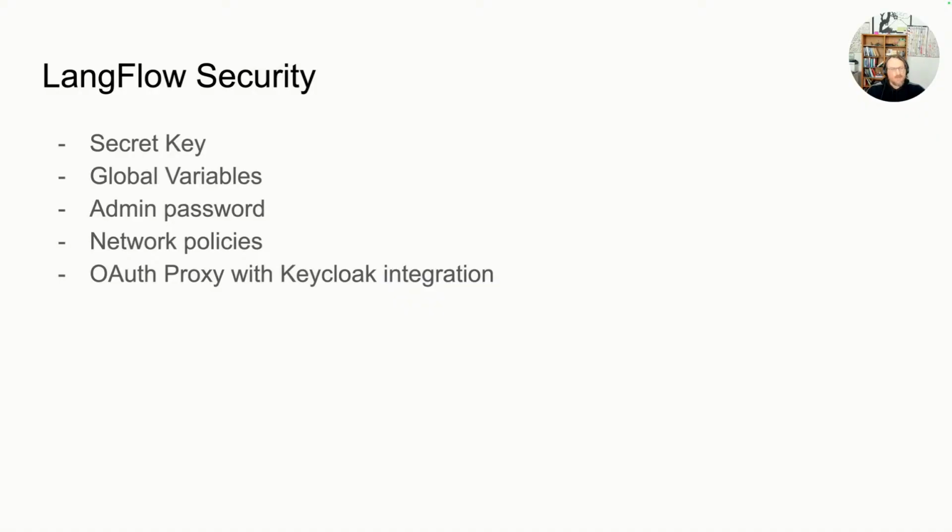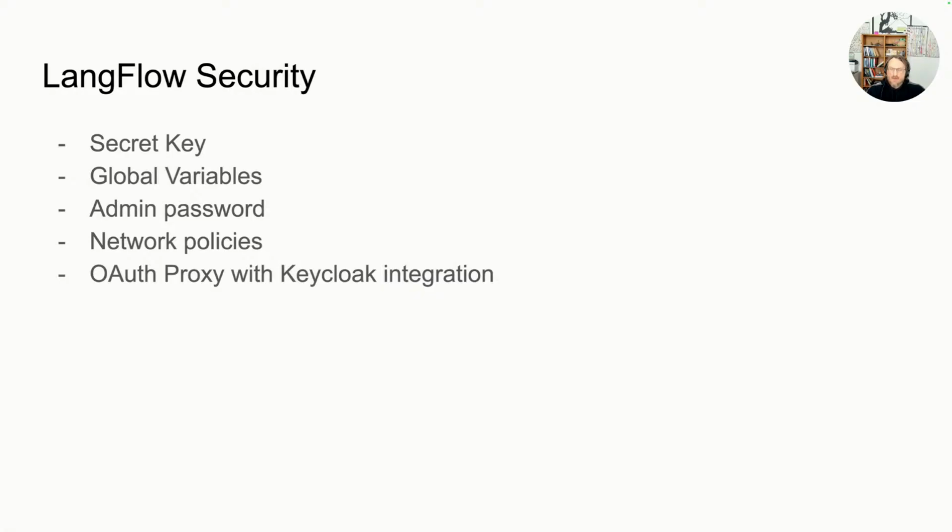So secret key, this is for your API. Langflow uses secret key to encrypt any kind of application information. Global variables, these are your API keys from OpenAI, Anthropic, things like that. The admin password, we have to be able to manage the password correctly through our secret manager.